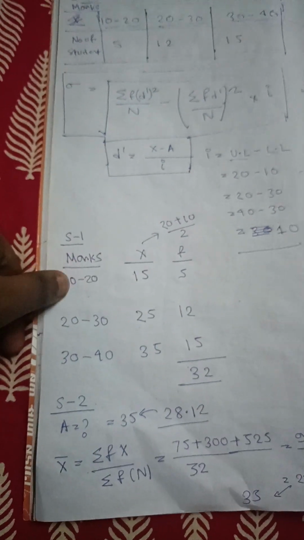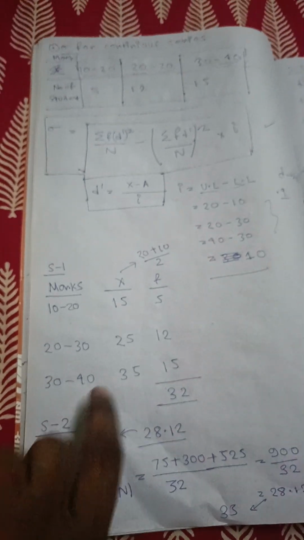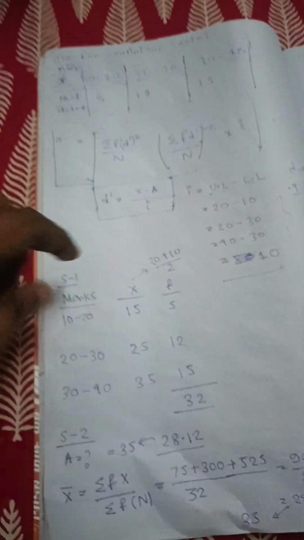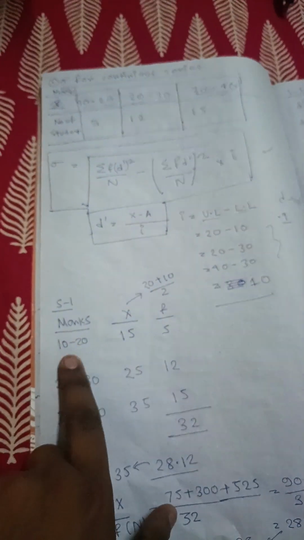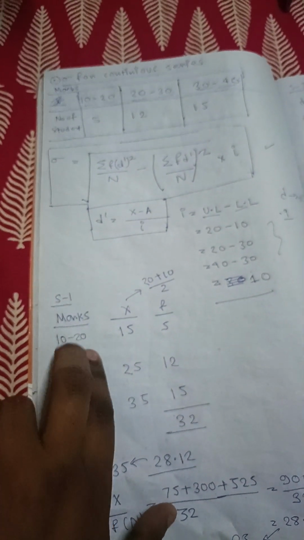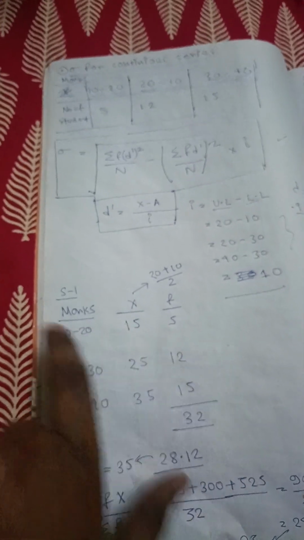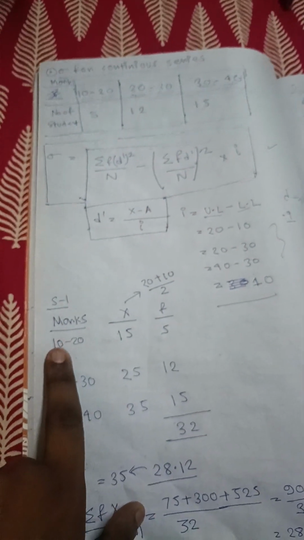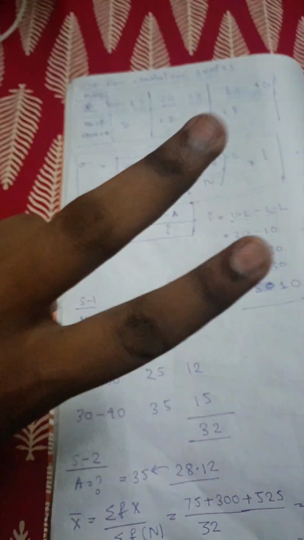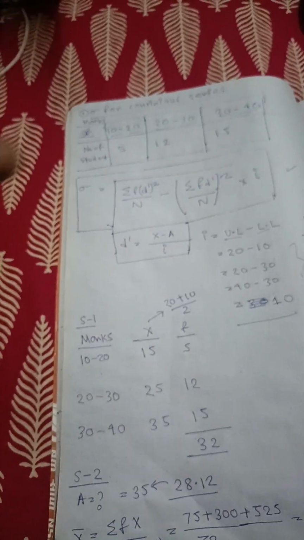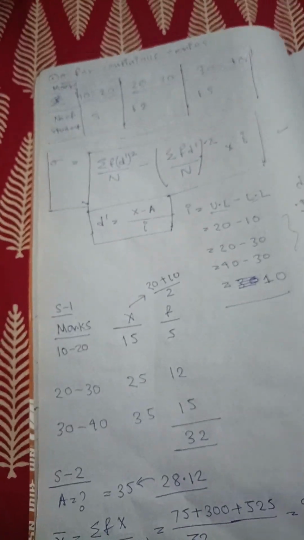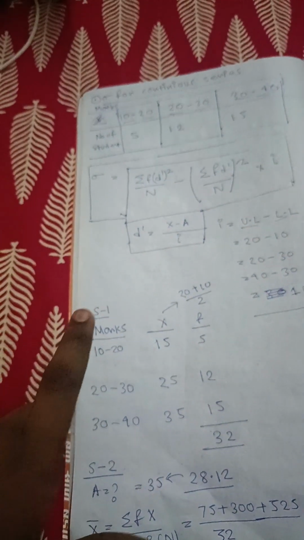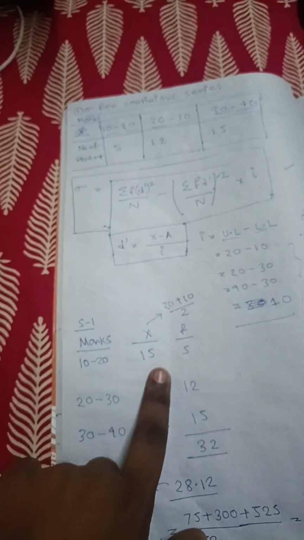The marks are written 10 to 20, 20 to 30, 30 to 40. So how are we getting the x? We just have to take the mean of this, or calculate the average. That is 10 plus 20 divided by 2. As there are two numbers, we add the two numbers, and for calculating the mean we have to divide by 2. So to get the x from the ranges, we just take the mean.